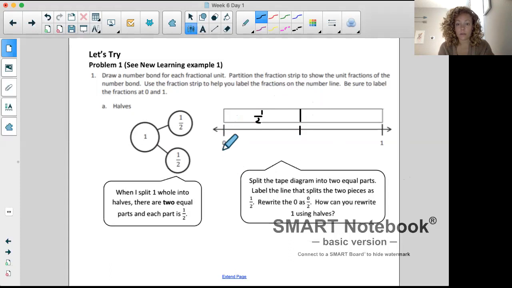And here's 0. So 0, the equivalent would be 0 halves. Now, if this piece is 1/2, then the value at this halfway mark here is 1/2. And this is a 2nd half here. So when I put these two together, the length here all the way is equal to the length here, 1 whole, or 2 halves, 2/2. So we write that just like that. We split 1 whole into halves. There are 2 equal parts, each is 1/2. And then we've done the same over here as well.